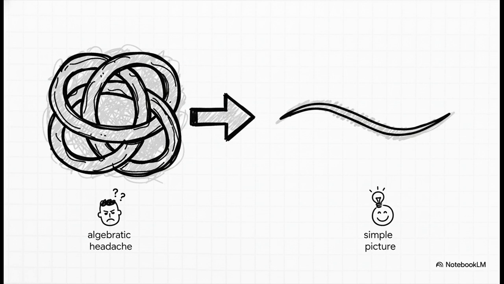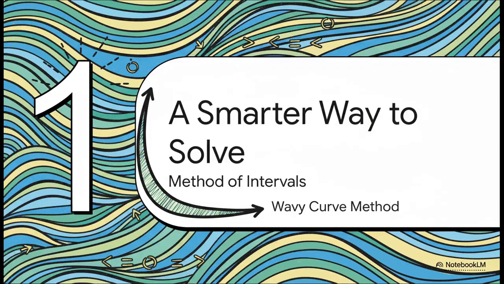But what if I told you there's a powerful technique that completely transforms this algebraic headache into a simple, easy-to-read picture, a method that's going to give you the right answer every single time? So this smarter way is a technique called the generalized method of intervals. You might also hear it called the Wavy Curve Method, and trust me, you'll see exactly why in just a minute. It is one of the most useful tools you can have for problems just like this.